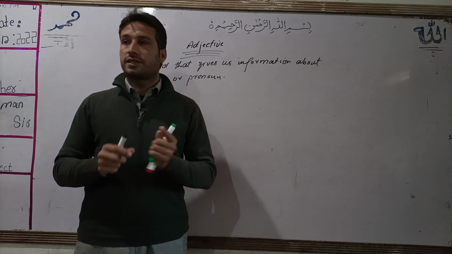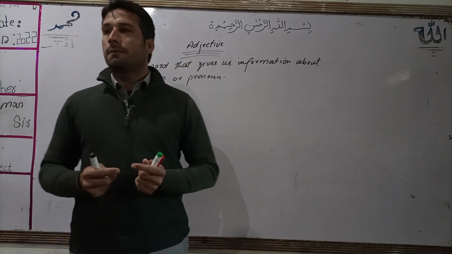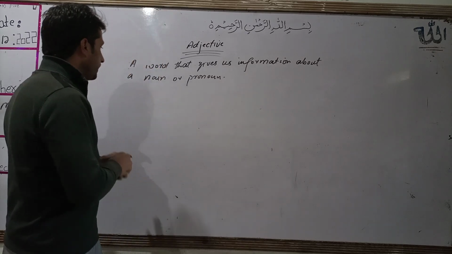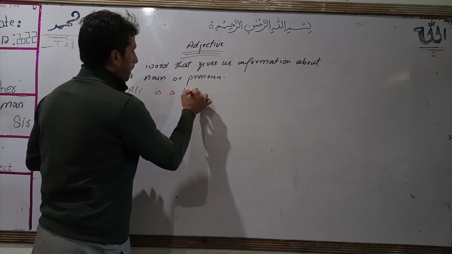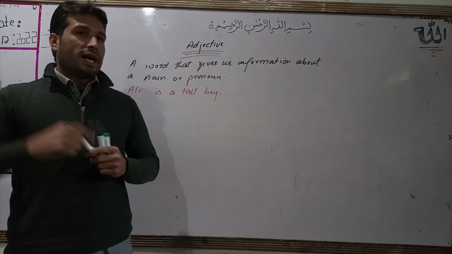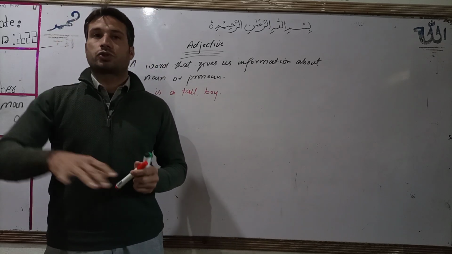we talk about. Through adjectives, an image is formed in our mind. For example, if I say that Ali is a tall boy, now I make an image in my mind that he is tall, he is not short.